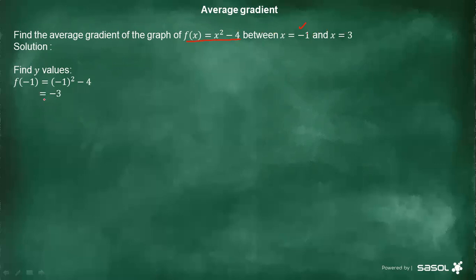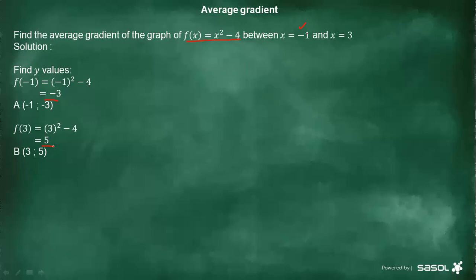In this case, you can see the first is negative 3. Then we have a point. You can call it point A, which is (-1, -3). Then we are looking for another point. We take this positive 3 and substitute it into the given equation. Then you get the corresponding y value as positive 5. Thereafter, you have a point. You can call it point B, which is (3, 5).